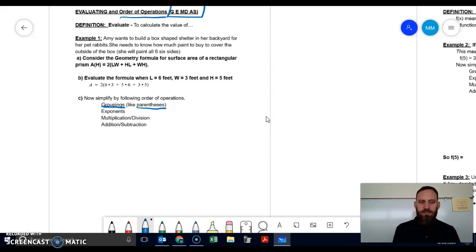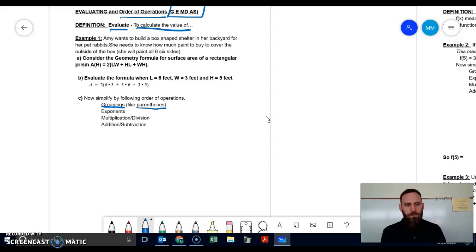Now in this class, you're going to see some things that look a little funny. We're starting to learn the language of math here, and some more higher level notations, if you will. But the concept today should be fairly basic. Our first definition is, what does it mean to evaluate? To evaluate means to calculate the value of something.